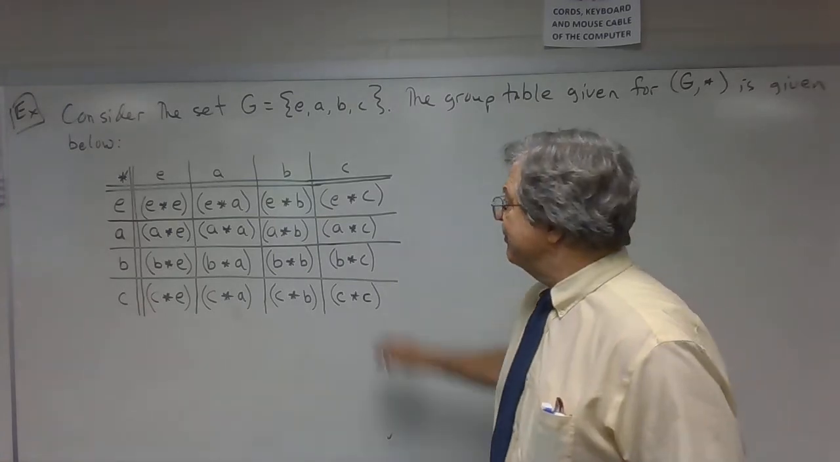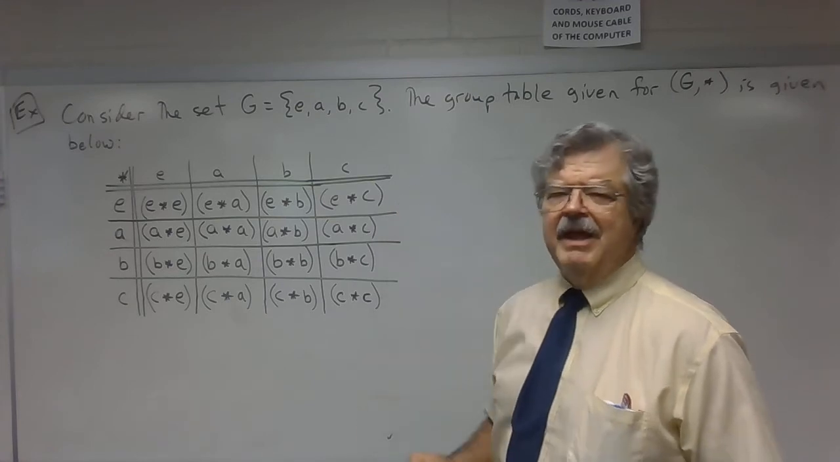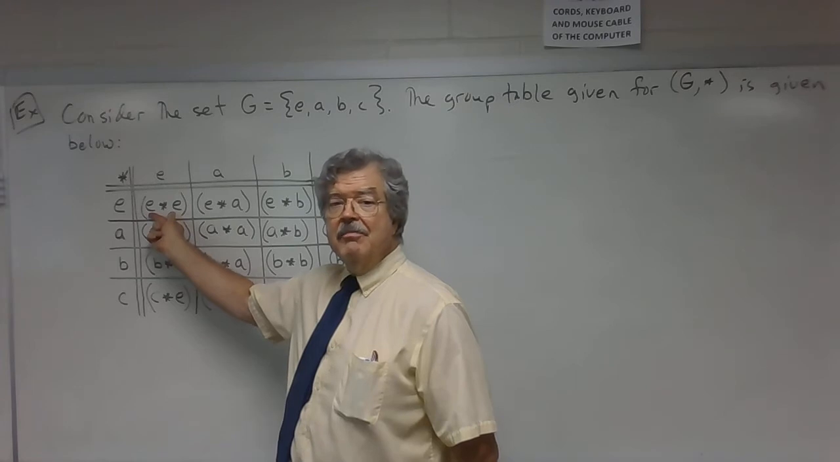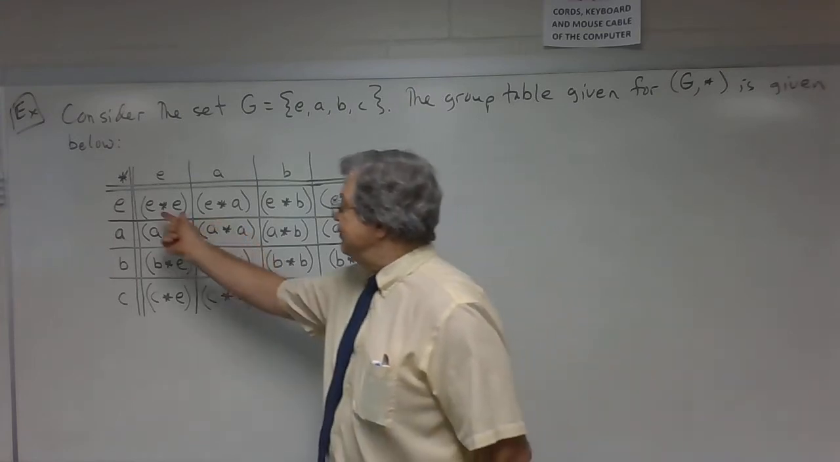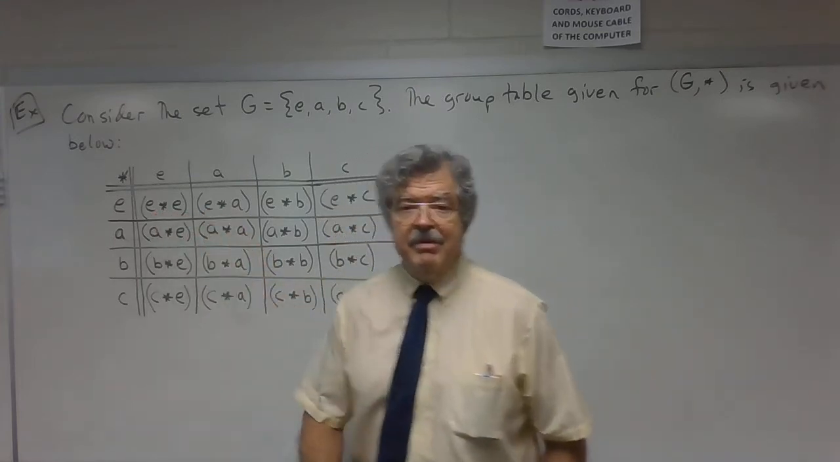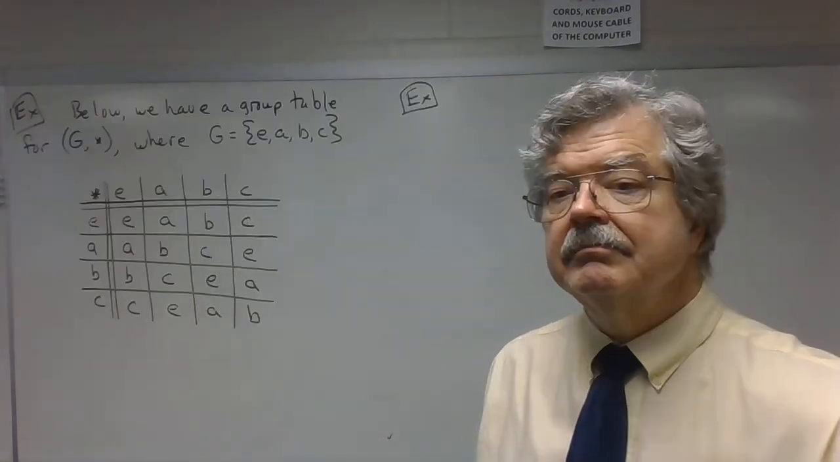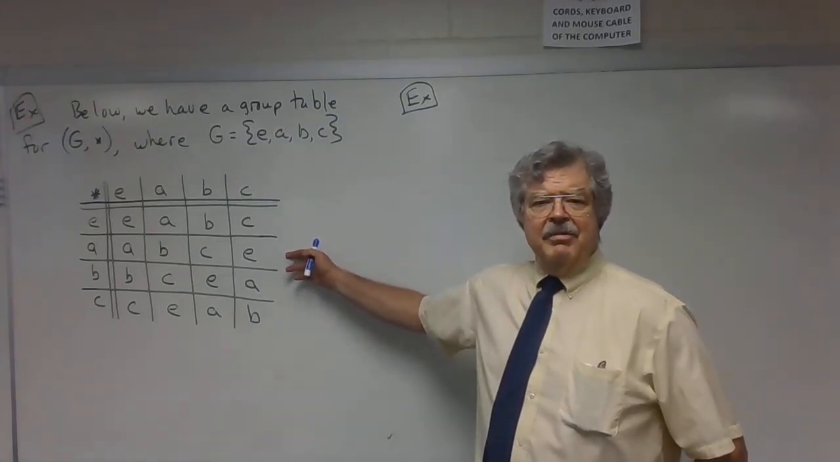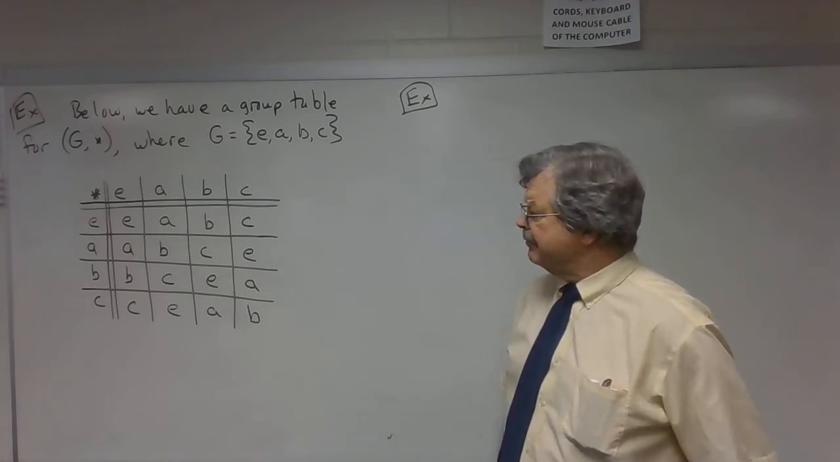Now, I'm going to remake this table, and instead of putting the ordered pair with the binary operation in between, I'm going to put the element that's assigned to each ordered pair by the binary operation. Here's an example of a group table where the elements are given explicitly.